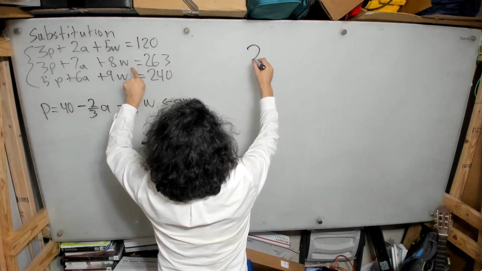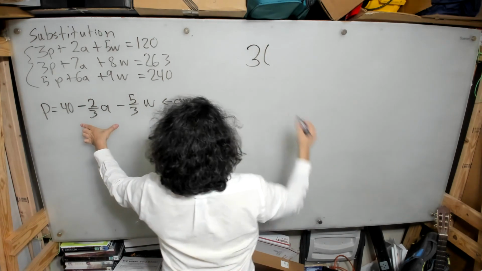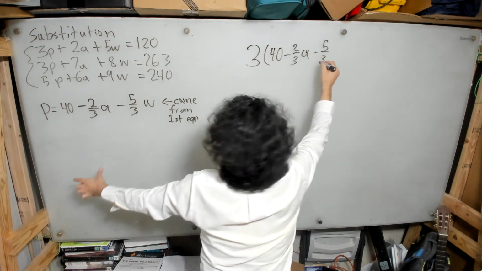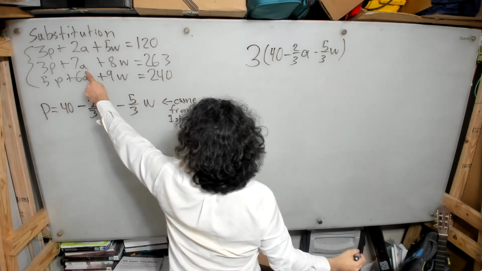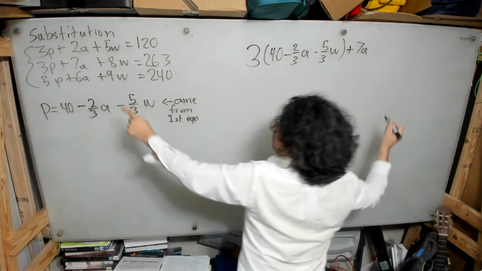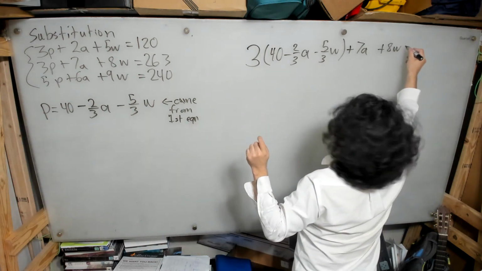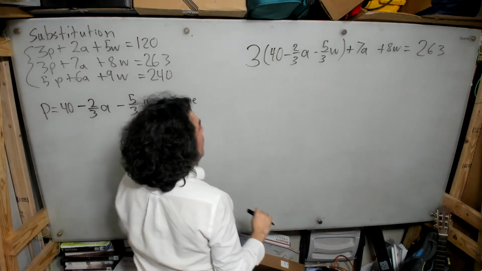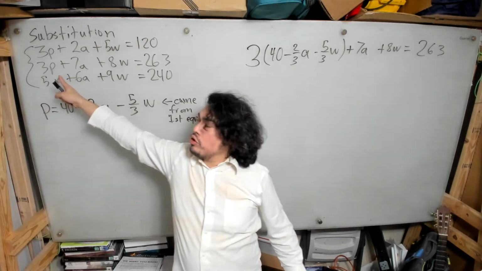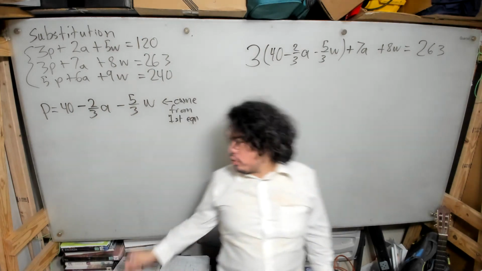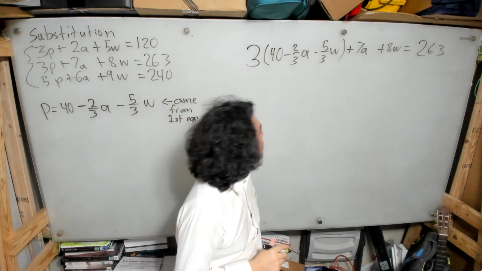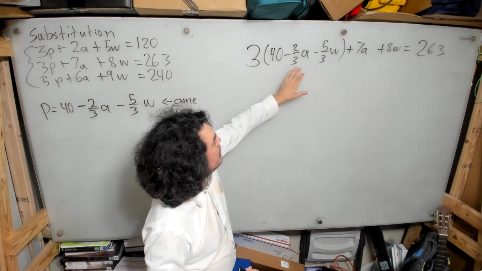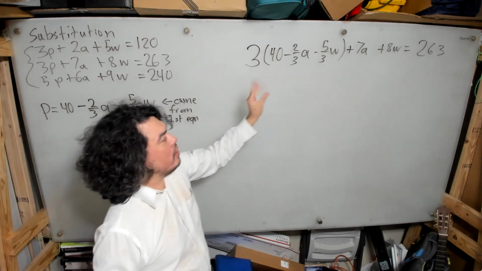So I'm going to get 3 times P. But what is P? P is this expression: 40 minus 2/3 A minus 5/3 W, plus 7A plus 8W equals 263. See, I have replaced the expression for P in equation 2 with the expression for P that we got from equation 1. And so now what we're going to do is simplify it. First things first, I have to distribute this inside. 3 times 40, 3 times negative 2/3 A, 3 times negative 5/3 W, and then we're going to be able to combine all the like terms.